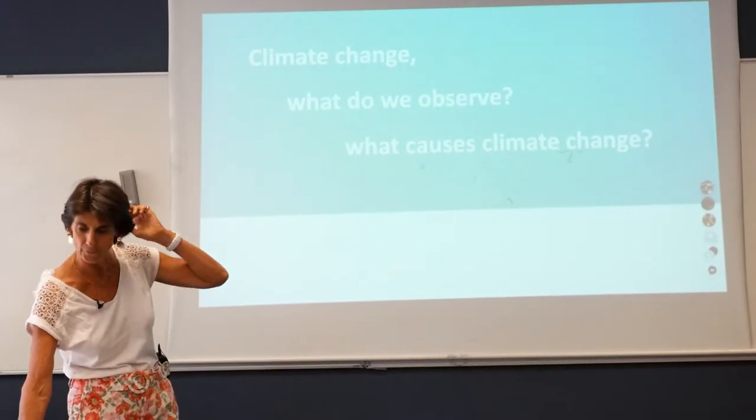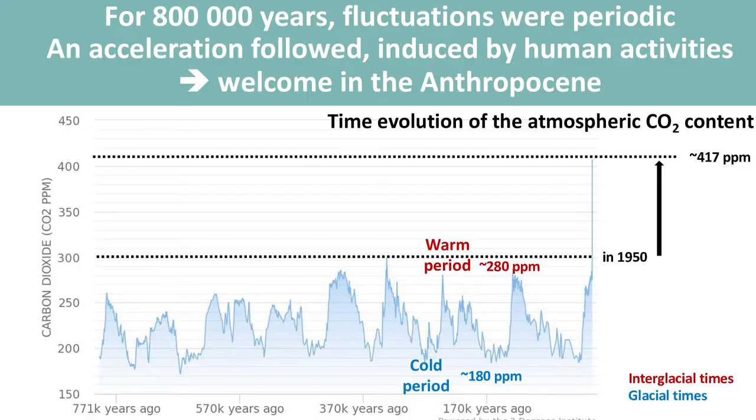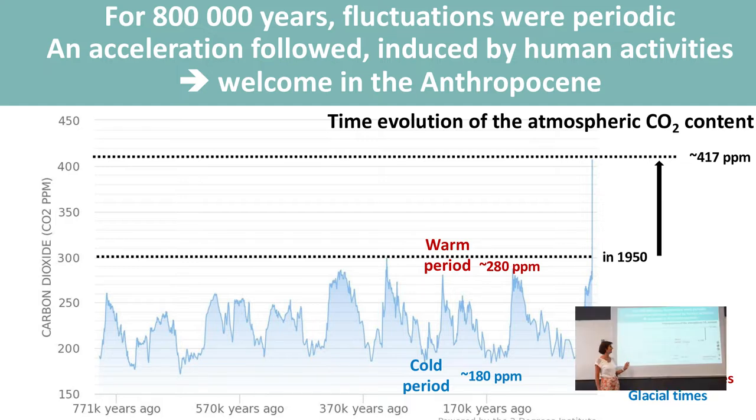Okay, so if we go through the observations, we are going to take a very large view of the last 800,000 years. What you see here is the time evolution of the atmospheric concentration of carbon dioxide, CO2. And you see that for 800,000 years, it has varied with some regularity between very cold periods, at which CO2 in the atmosphere was about 180 parts per million, and what we call warm periods, where CO2 was about 280 parts per million. And this has been so for almost a million years up to today.